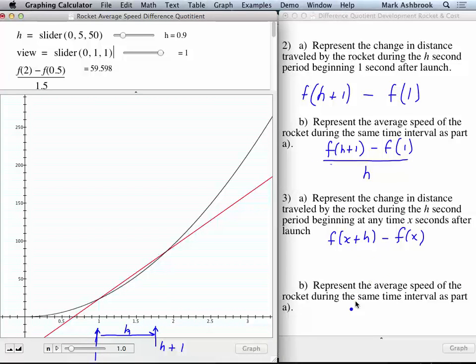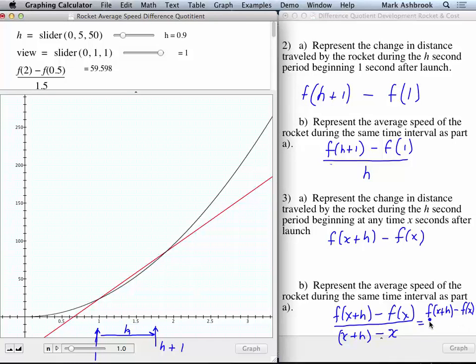All right. And then how about the average speed? F of H plus X minus F of X, change in distance, divided by, over H plus X minus X. Okay. Change in time. And what is that change in time? H.